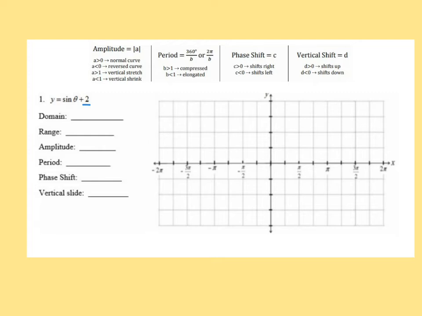So my base function of sine theta, 0, 1, 0, -1, 0, gives us our general curvature therein. But now we're going to take everything and move it up 2 units. So what was 0 is now at 2, what was 1 is now 3. 0 is now 2, -1 is now 1, and 0 is now 2. So I go to connect my dots.